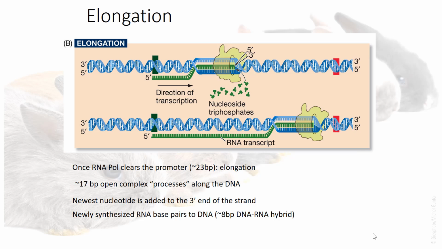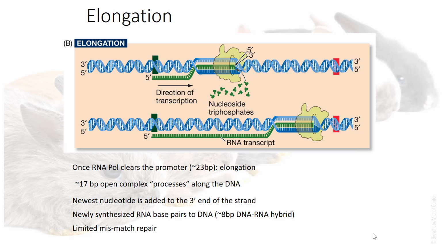Now, these newly synthesized bases, this new strand of RNA, actually binds to the DNA as it's being written. It doesn't stay bound to the DNA. You only bind about 8 base pairs of it, creating this DNA-RNA hybrid, and that helps to stabilize this process. It helps to keep RNA polymerase attached to the template strand, and it helps to keep the RNA from just floating around in the nucleus where it can be degraded by machinery there.